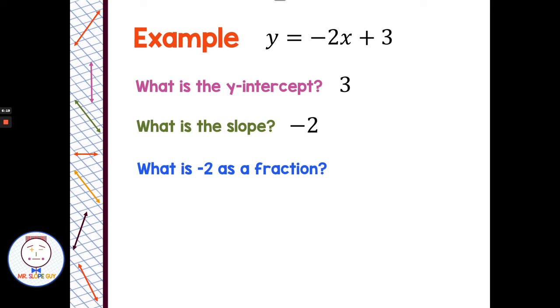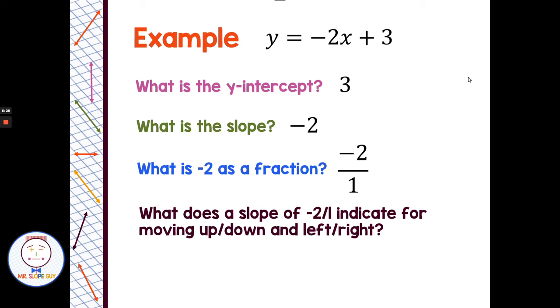And what is negative 2 as a fraction? Well, I can make any number a fraction by putting a 1 under it. So I can do negative 2 over 1. And what does a slope of negative 2 over 1 indicate for moving up, down, left, right? Well, negative 2 would be down 2, and positive 1 would be right 1. So now I think I'm ready to graph this.